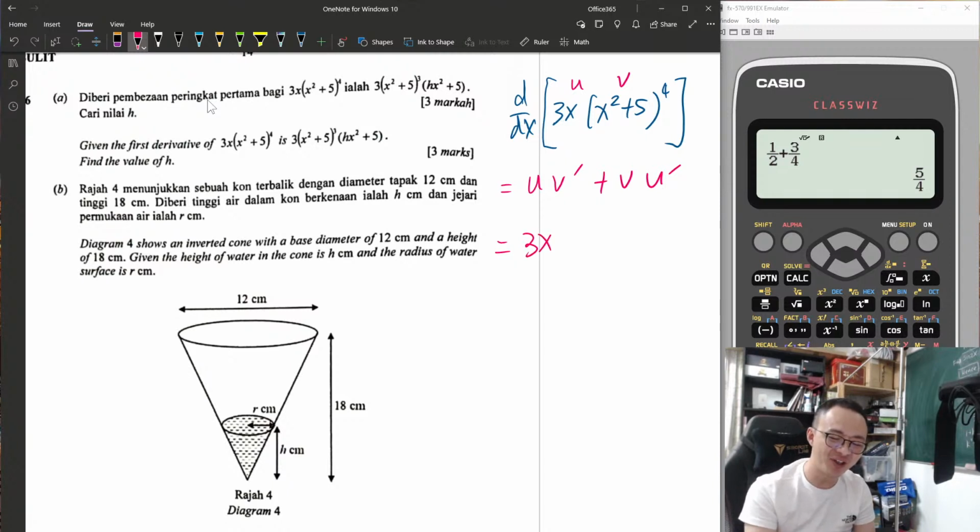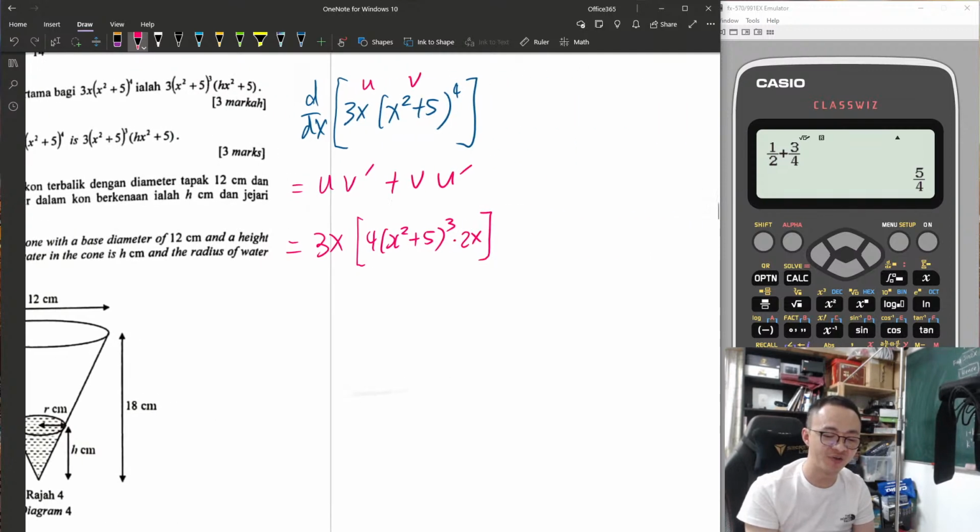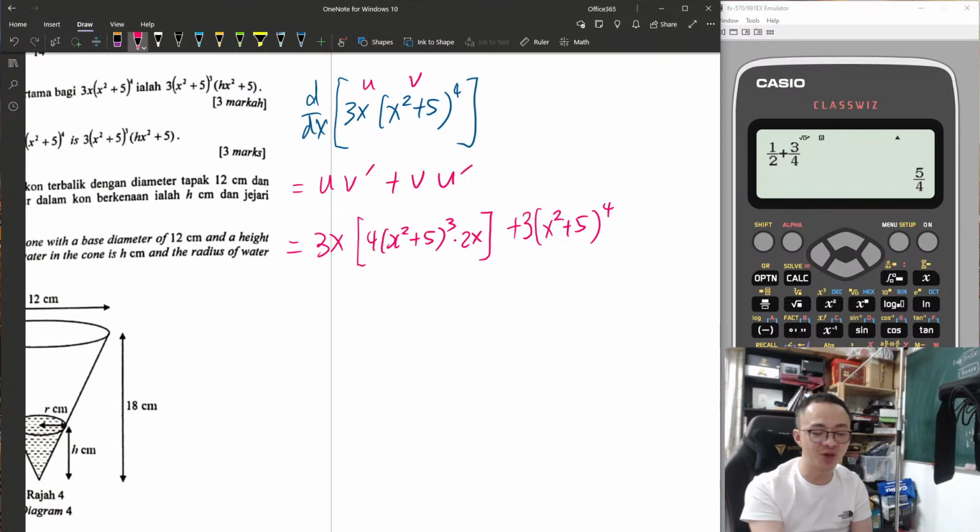Okay, so differentiate v, what do I get? I actually get 4 (x squared plus 5) to the power of 3, and then differentiate the inside of the bracket, I will get a 2x here. This is what happened when I differentiate v. Plus copy the v, which is (x squared plus 5) to the power of 4. Differentiate the u will give me a 3. So I write a 3 in front here, because differentiate u is 3x, right? Differentiate it, I will get a 3 there.